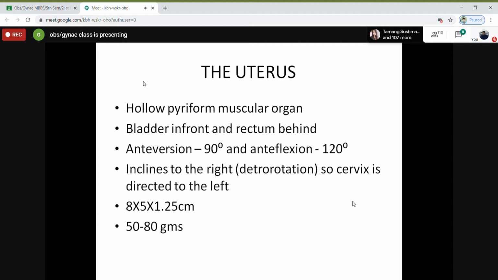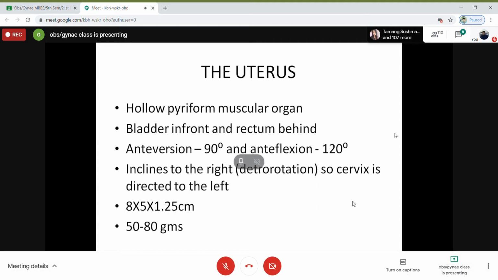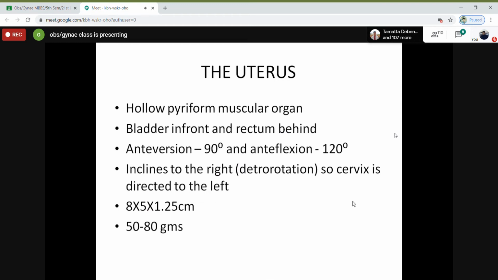Now in pregnancy, this 8 centimeters becomes as big as 25-30 centimeters, and the weight becomes as big as 1 kg. That's the weight of the uterus at term pregnancy.